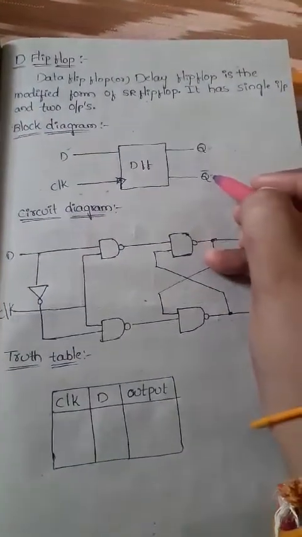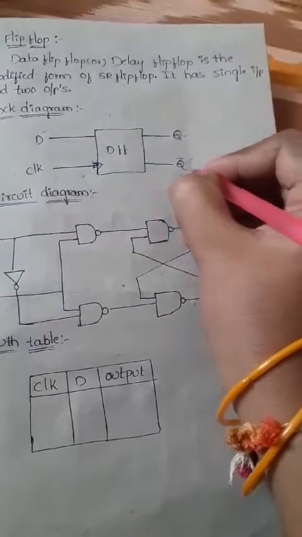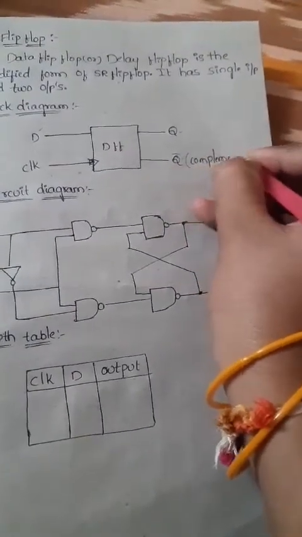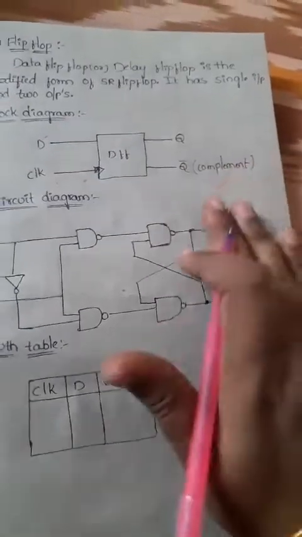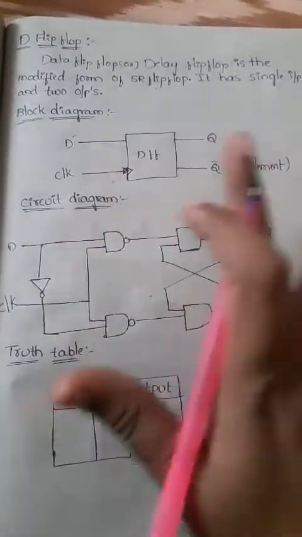the normal output, and another one is the inverted output. This inverted output we can also sometimes call the complement. That means the normal output is exactly the opposite of the complement output. So this is the D type flip-flop.